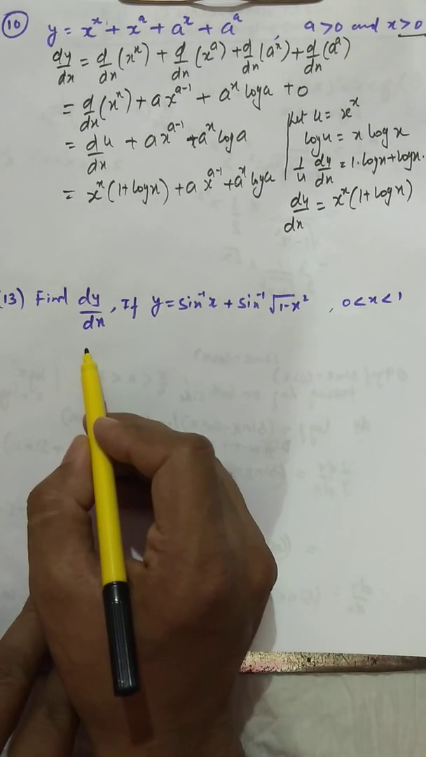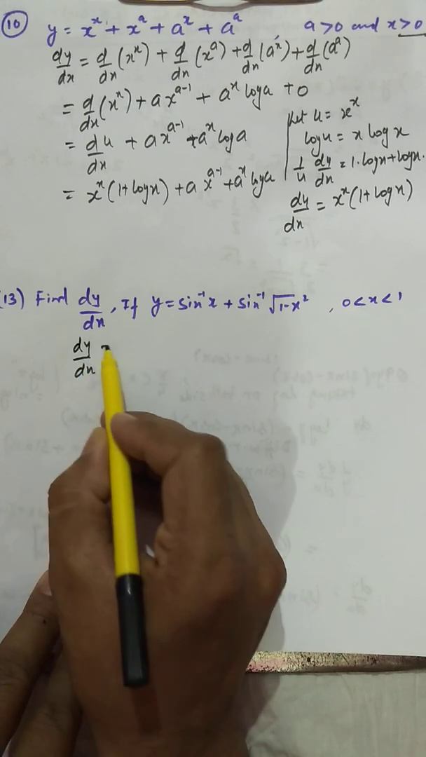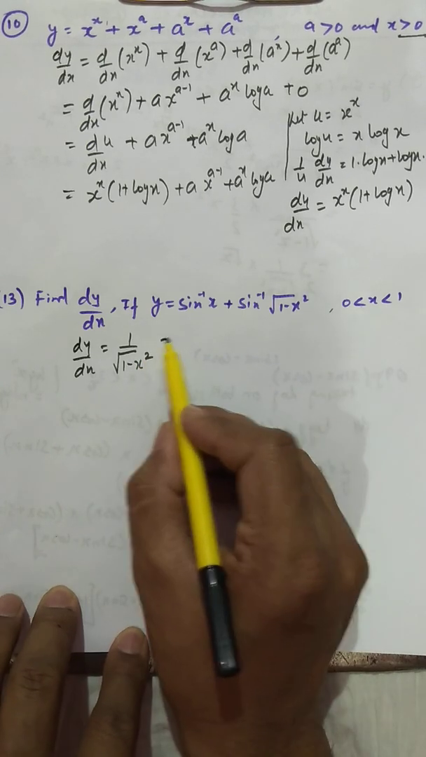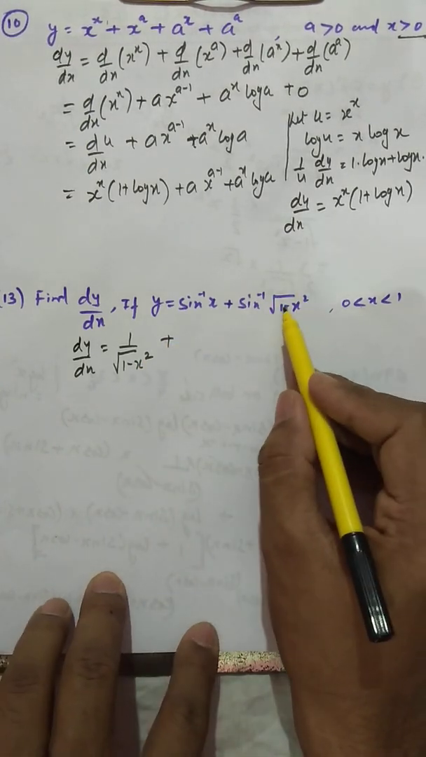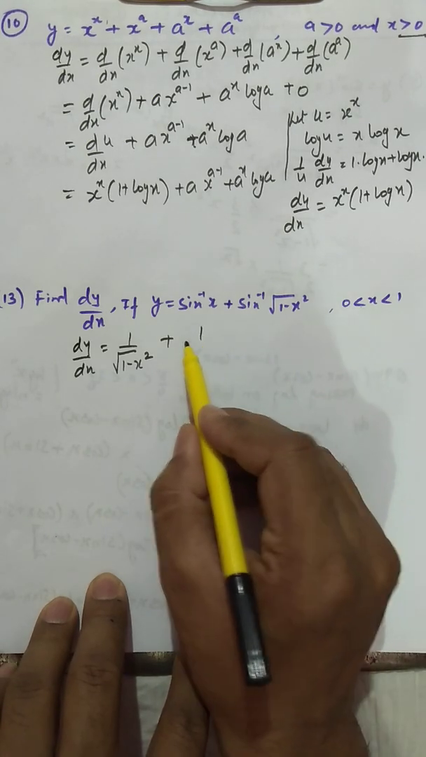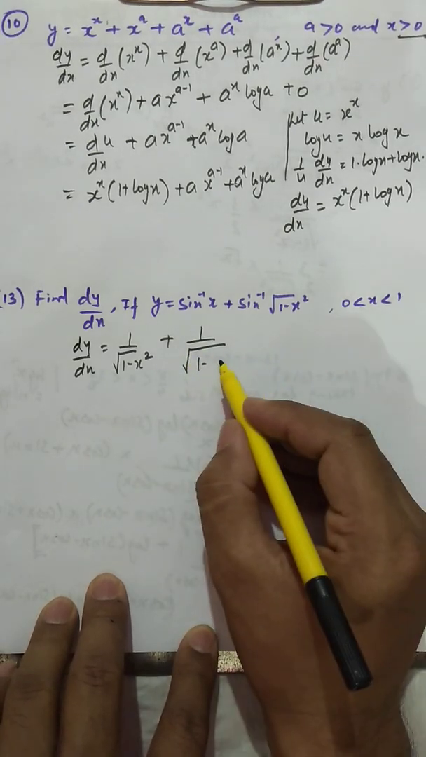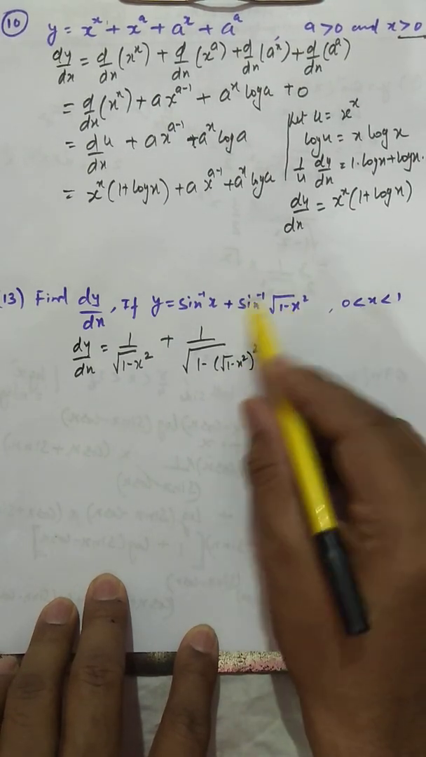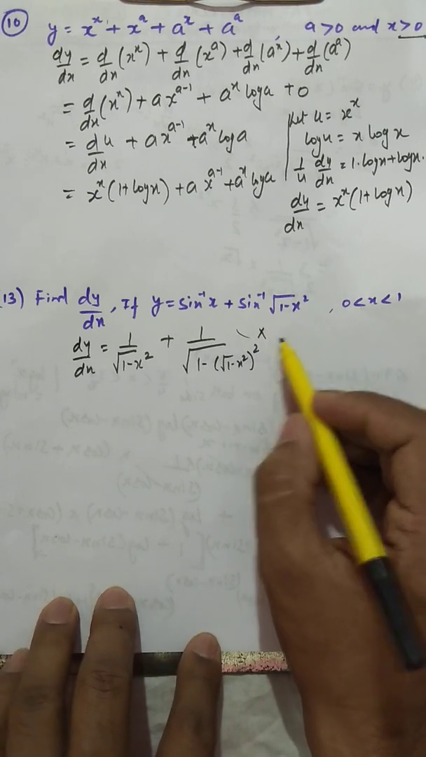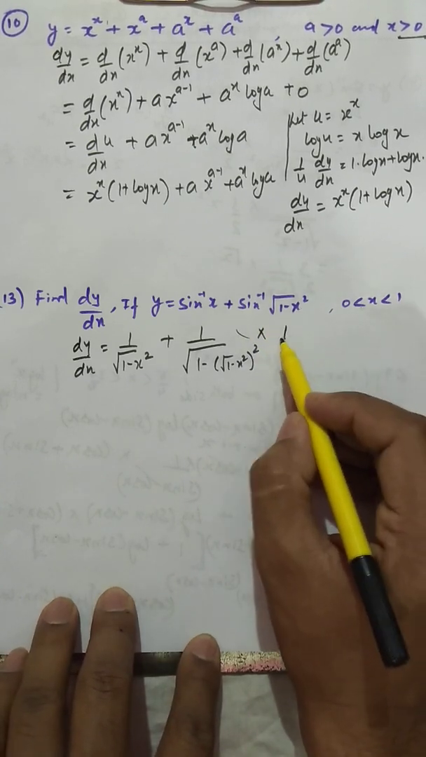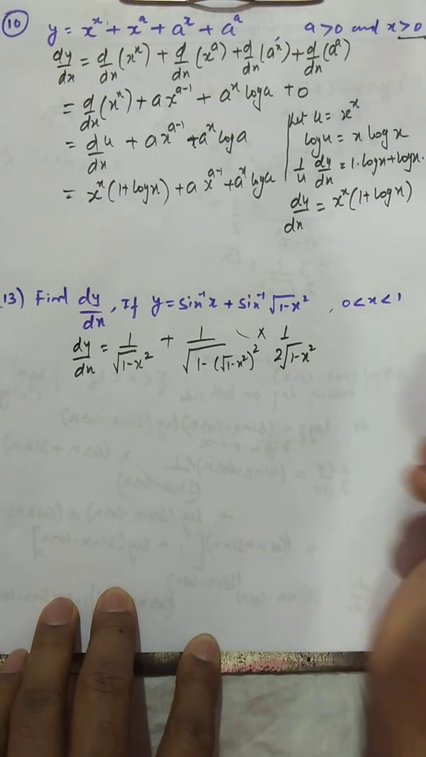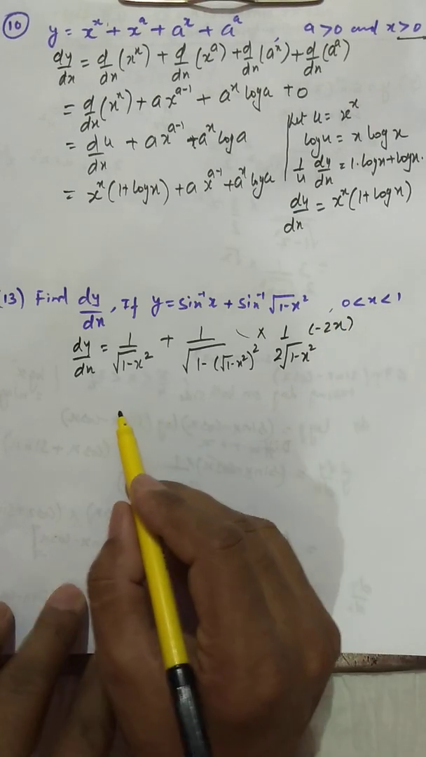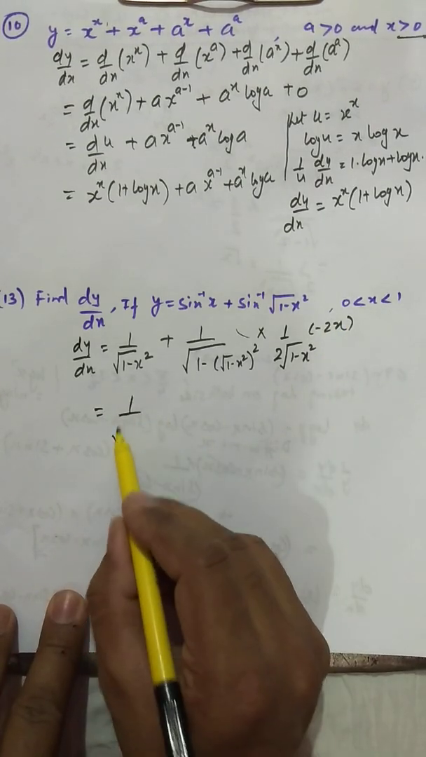So directly you can differentiate dy by dx: the derivative of sine inverse x is 1 upon root 1 minus x square, plus the derivative of sine inverse root 1 minus x square, which is first 1 upon 1 minus (root 1 minus x square) whole square, and after this you apply the chain rule. The derivative of root 1 minus x square will be 1 upon 2 root 1 minus x square, and the derivative of 1 minus x square will be minus 2x. So if you open this directly, you can find the answer.